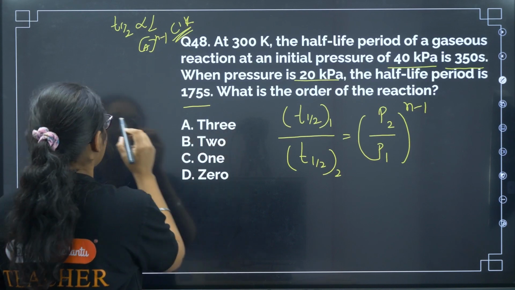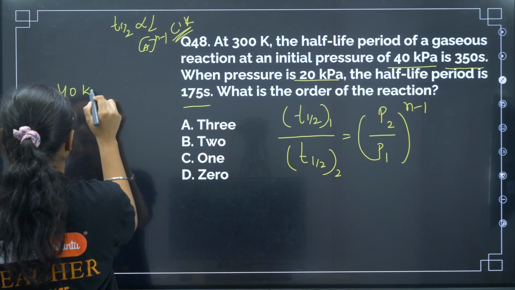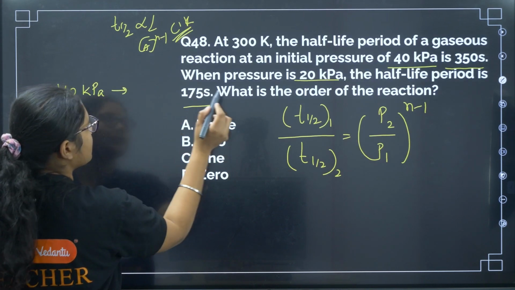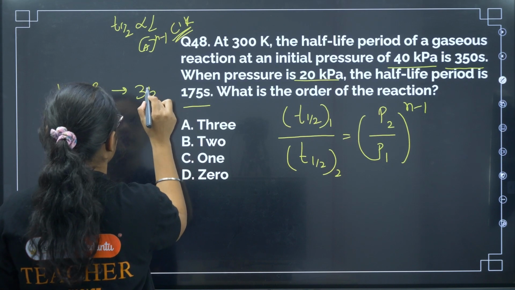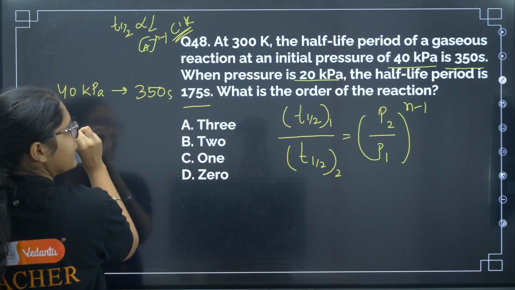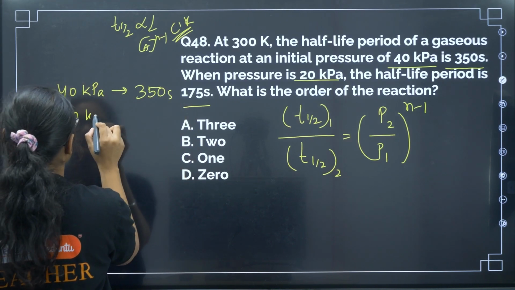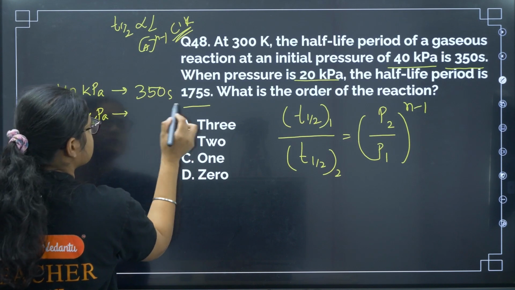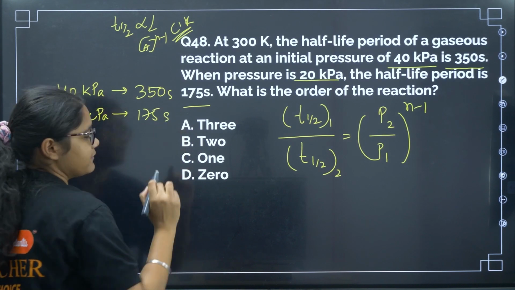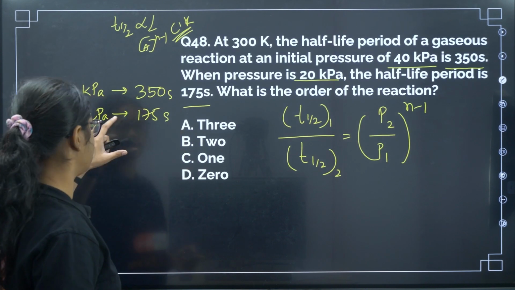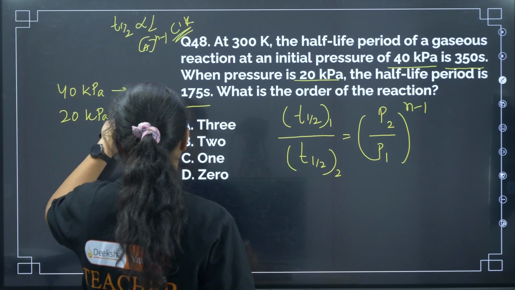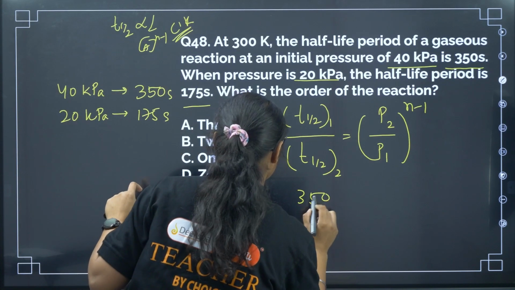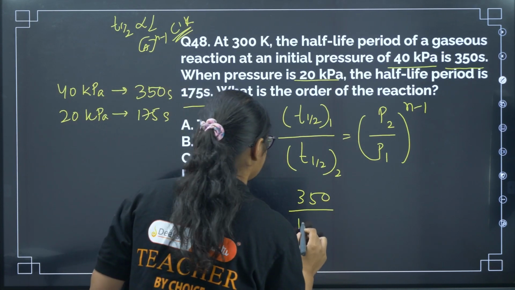So now let us write the data here. What is the data given? At 40 kilopascal, what is the time? Half-life is 350 seconds. And at 20 kilopascal, half-life is 175 seconds. So we can substitute here first T half of 1. So T half of 1 is 350. Then T half of 2 is 175.